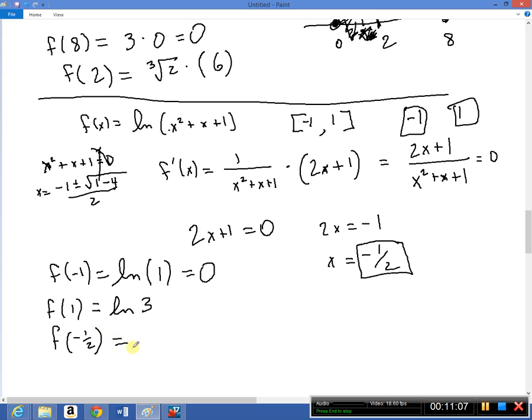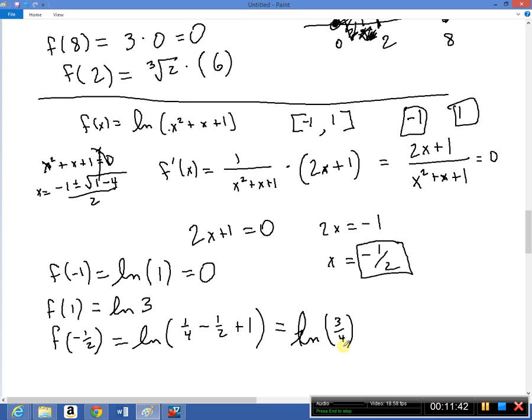Well, it's going to take some work. This is natural log of negative a half squared, which is 1/4, minus a half plus 1. Let's go the other way. 1 minus a half is a half, plus a fourth is 3/4. So this is the log of 3/4.